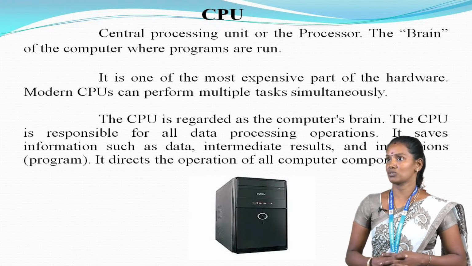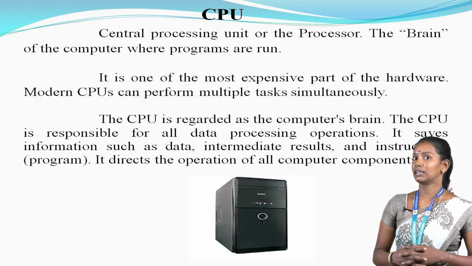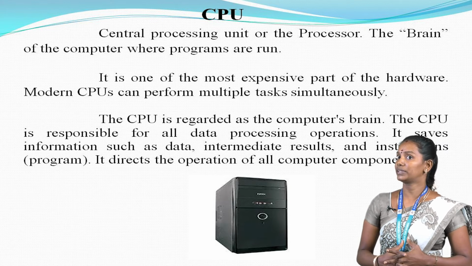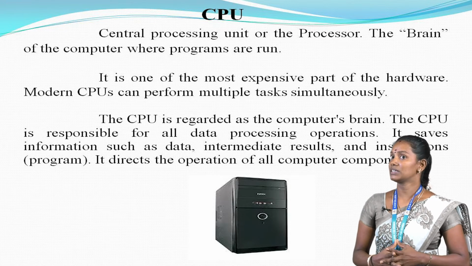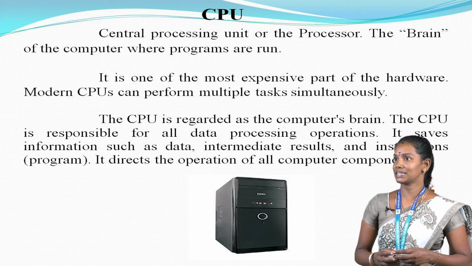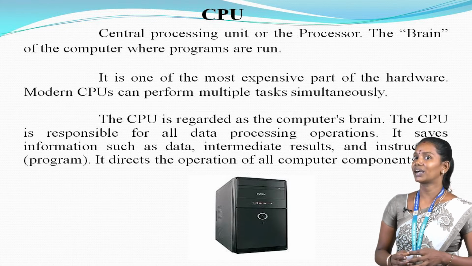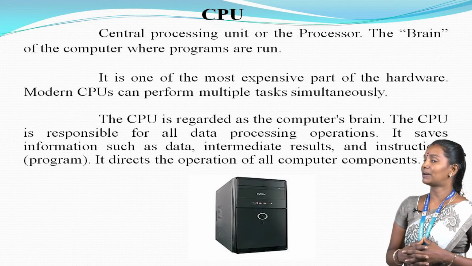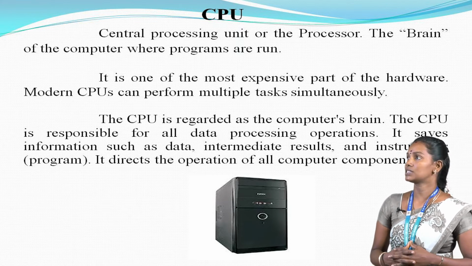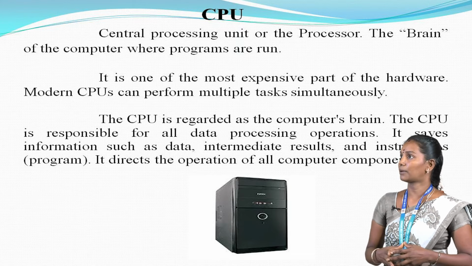The next one, CPU. CPU means Central Processing Unit or the processor. The brain of the computer where programs are run is the CPU. It is one of the most expensive parts of the hardware. Modern CPUs can perform multitasking simultaneously. The CPU is regarded as the computer's brain.